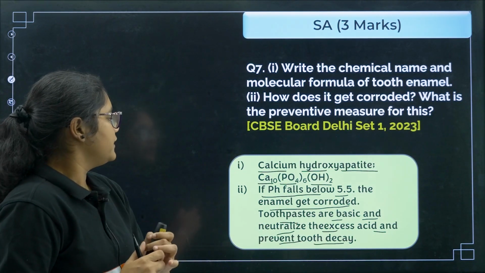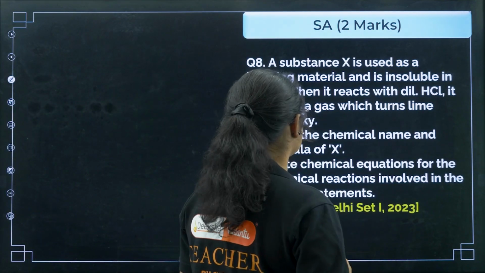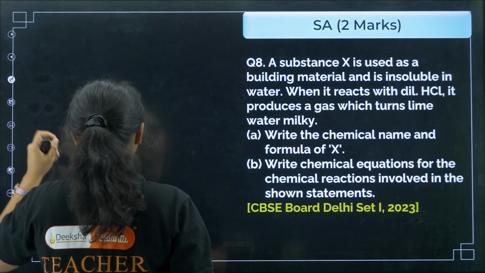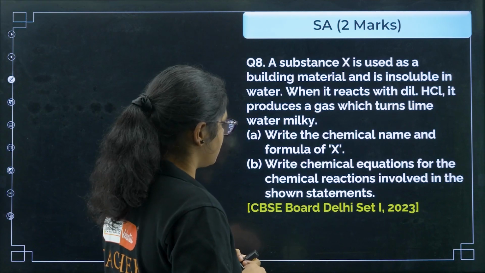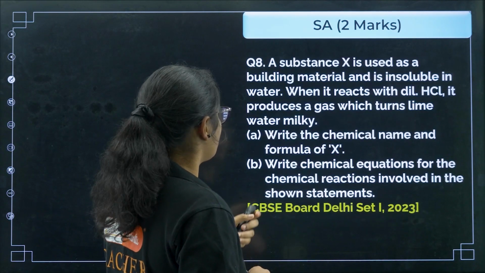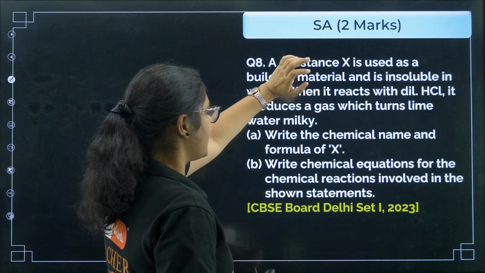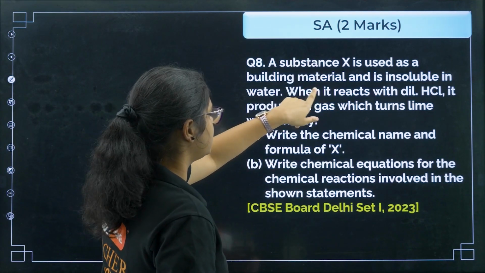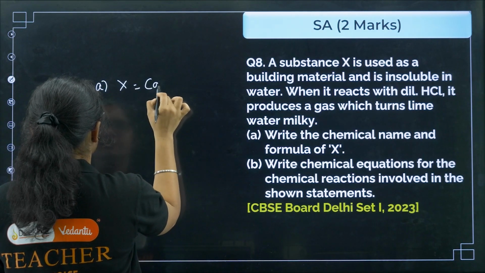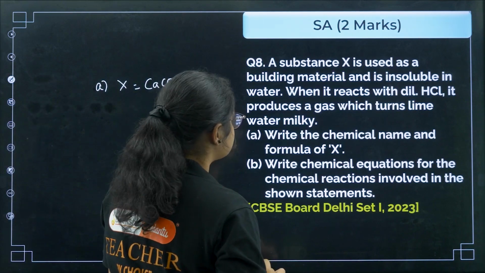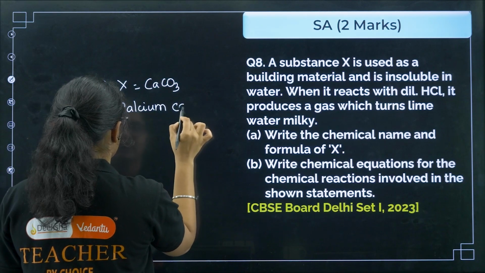Okay. Next, coming to question number 8, a substance X is used as a building material and is insoluble in water. Okay, fine. When it reacts with dilute HCl, it produces a gas which turns lime water milky. What is the chemical name and the molecular formula of X? Because it is insoluble in water and it is a building material, X is definitely calcium carbonate. Write its chemical name and formula. Chemical name is calcium carbonate.